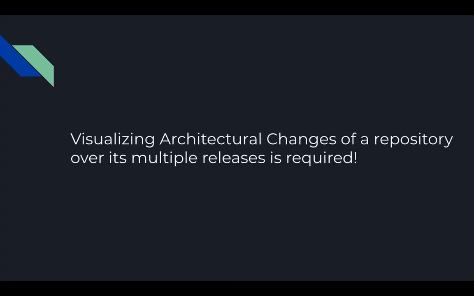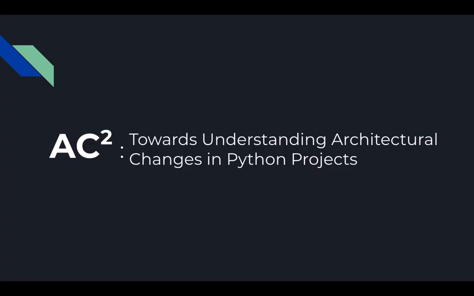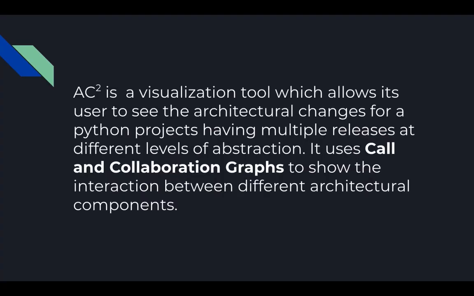Therefore, visualizing changes in the architecture for a repository having multiple releases is useful for maintainers and developers of the repository. We present AC Square, a visualization tool to comprehend architectural changes for Python projects. AC Square uses call and collaboration graphs to show interaction between different architectural components such as functions and classes.